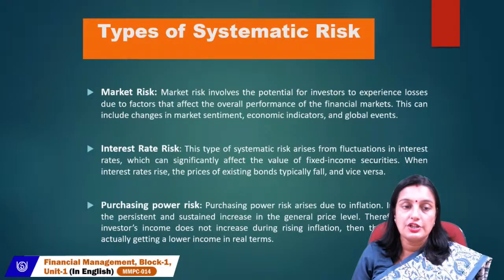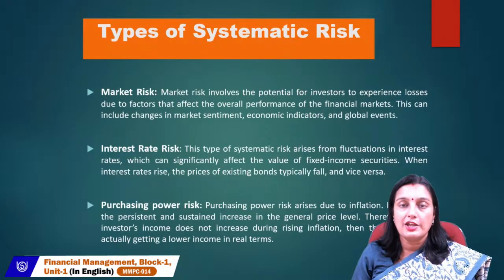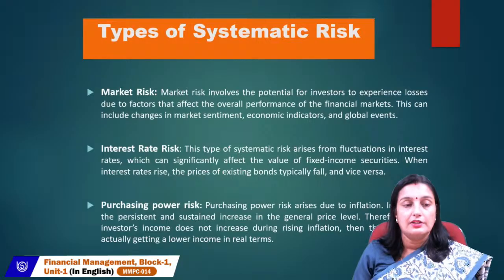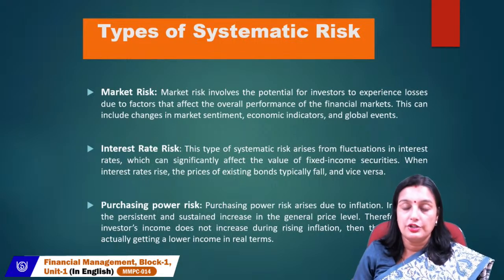If any decision is given by Trump in the USA, because we are doing export and import, all these markets are interlinked. So because of global events and globalization, our market sentiment will also fluctuate. And because of that fluctuation, we are experiencing losses from our investment, and this is called market risk. The second important systematic risk is interest rate risk. This type of systematic risk arises from fluctuation in the interest rate, which can significantly affect the value of fixed income securities.